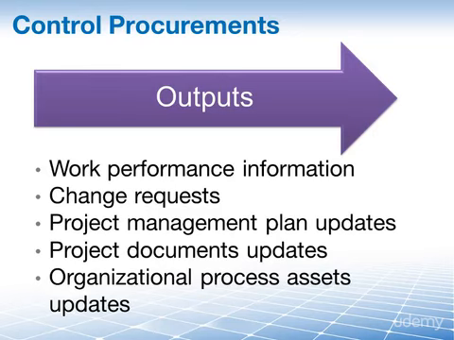The work performance information is straightforward, like seller performance reports, warranties, and all the results from contract-related inspections. The same goes for the project documents updates. They're also quite simple. Any procurement schedules or technical documentation that needs to be updated falls under this category. So we will not be looking at the work performance information or the project documents updates in detail, but let's take a look at the other 3.